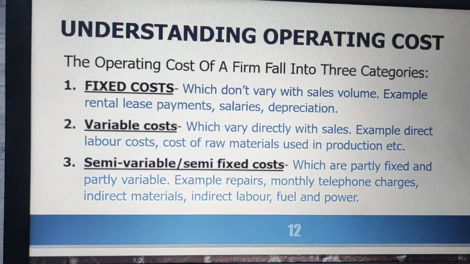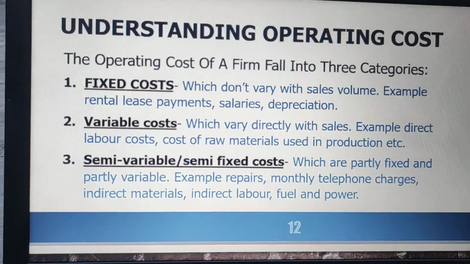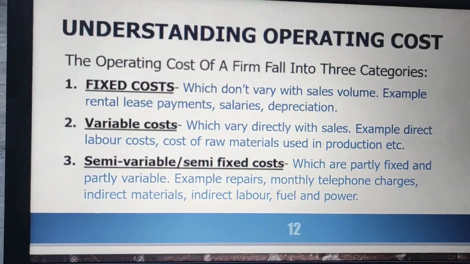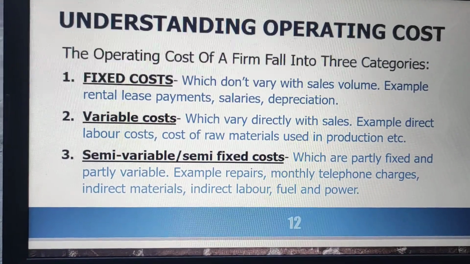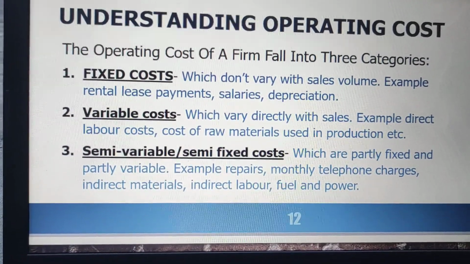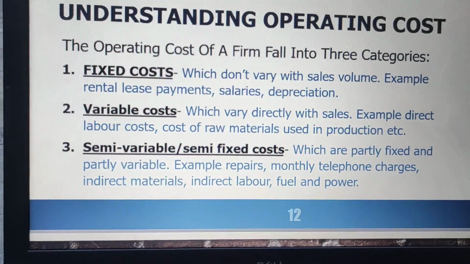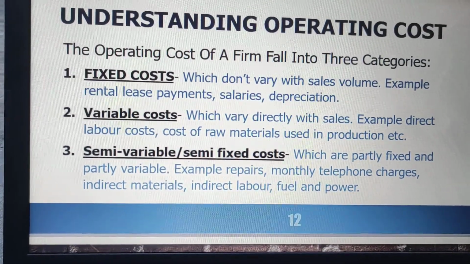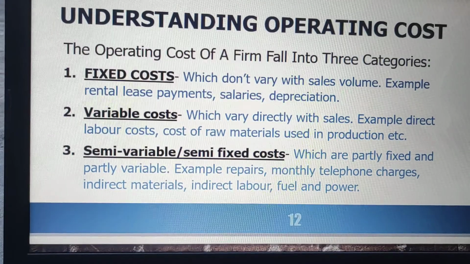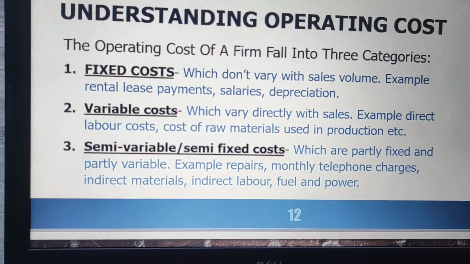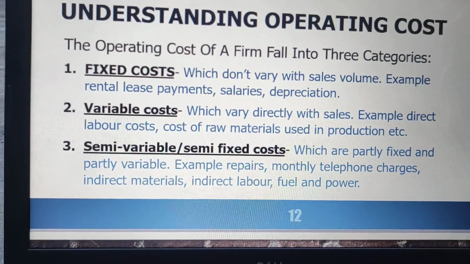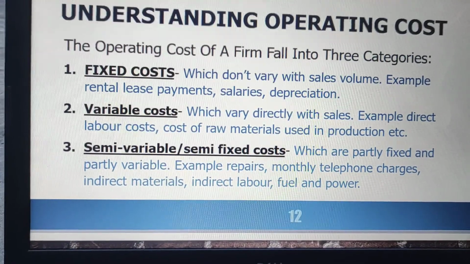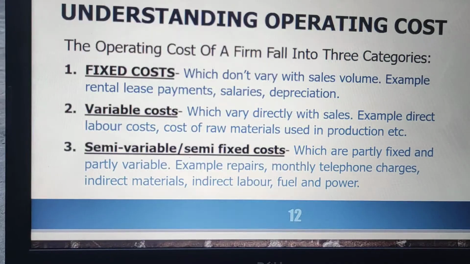Now let's understand operating cost. What is operating cost? Operating cost comes under three categories. First is fixed cost, second is variable cost, and the third is semi-variable or semi-fixed cost. Fixed cost is one which does not vary with the change in the sale volume. It has no direct relation with the sale volume. Examples are rent, lease payments, salaries, depreciation, etc.